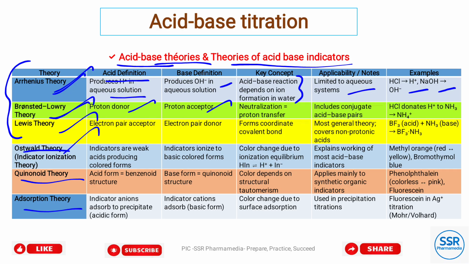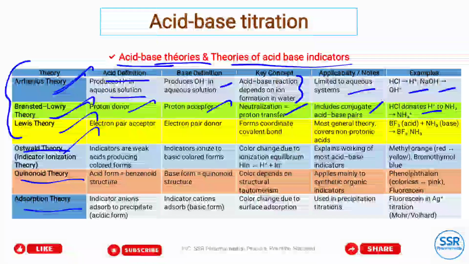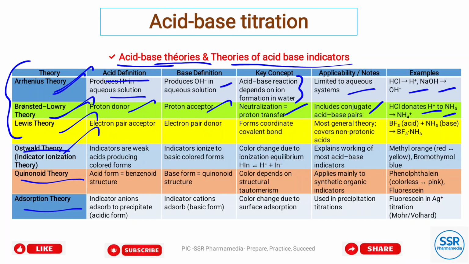And Bronsted-Lowry theory: according to it, an acid is defined as a proton donor and a base is defined as a proton acceptor. In neutralization reactions there is proton transfer, which includes conjugate acid and base pairs. Due to this proton donation and acceptance, conjugate acid and base pairs are produced. For example, HCl donates a hydrogen ion and ammonia accepts the hydrogen ion to form ammonium. So one is an acid and one is a base, and conjugate acid and base are formed.